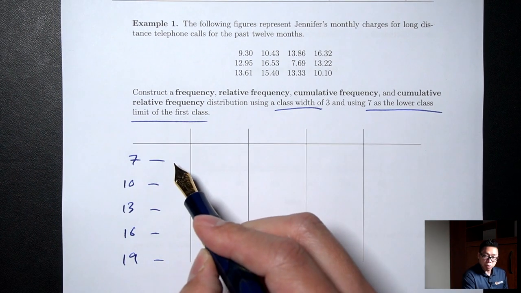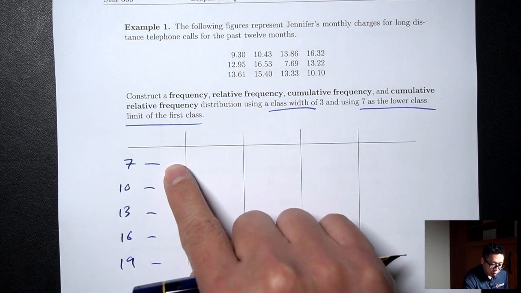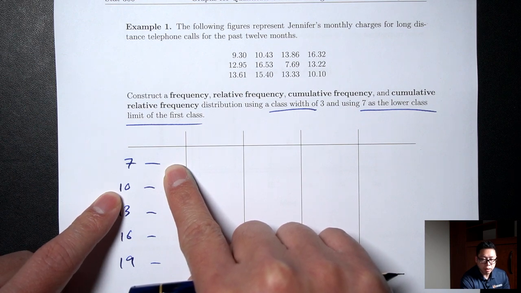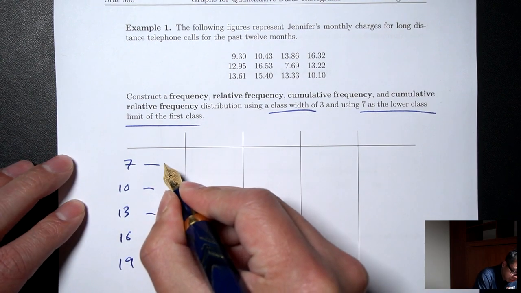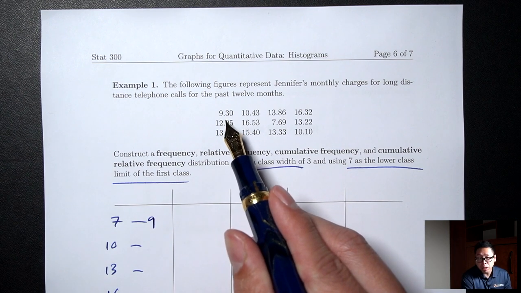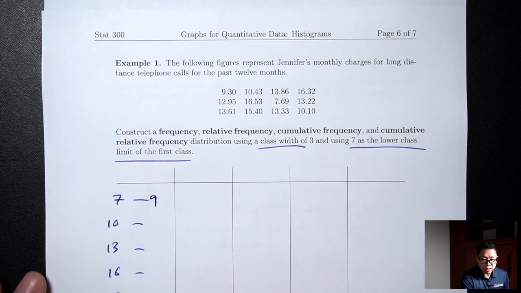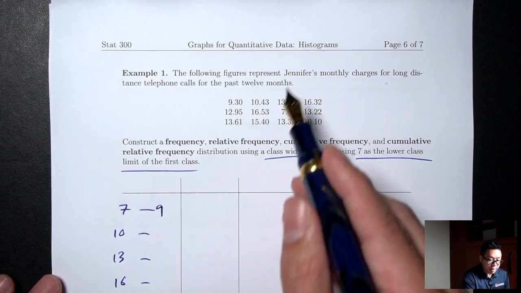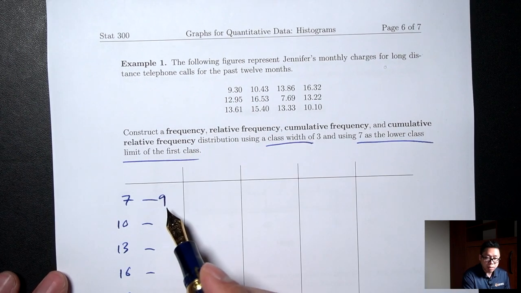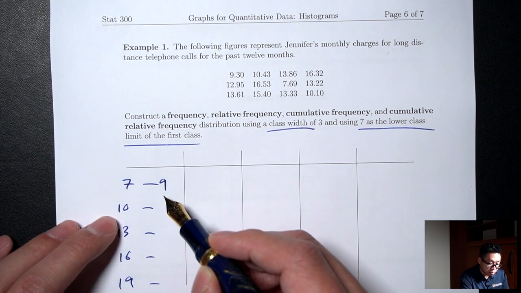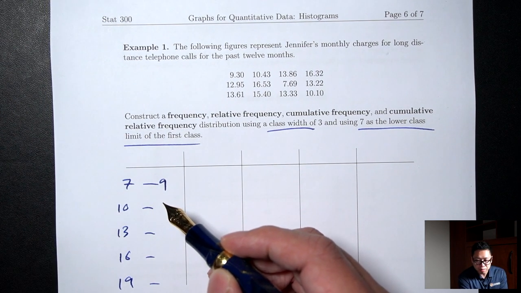Now, how do you get the uppers? Okay, this upper number should be slightly below this 10. Okay, what number is slightly below 10? 9. Now, if I look at my data, notice that my data has two decimal points. Okay, your uppers should have the same decimal places as your data. My data has two decimal places. I want my uppers to also have two decimal places. So what number is just below 10 with two decimal places?